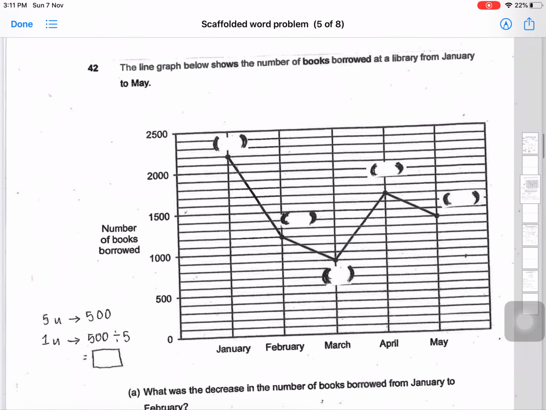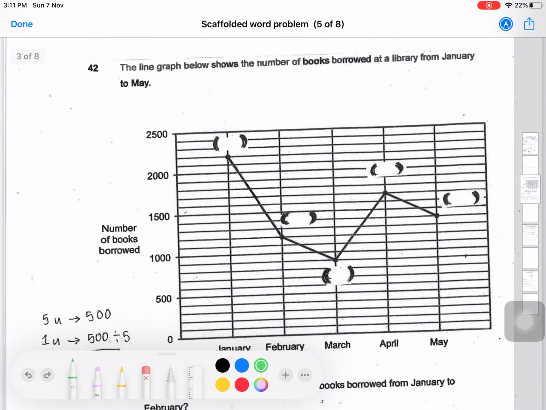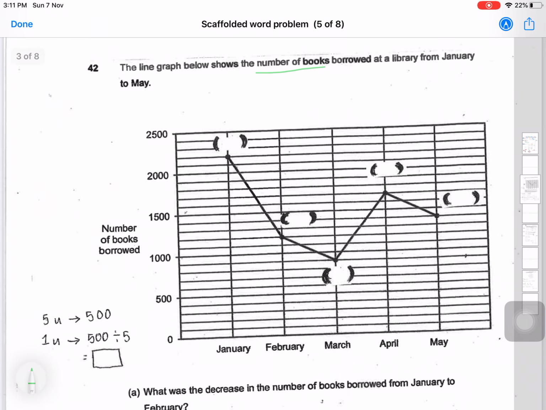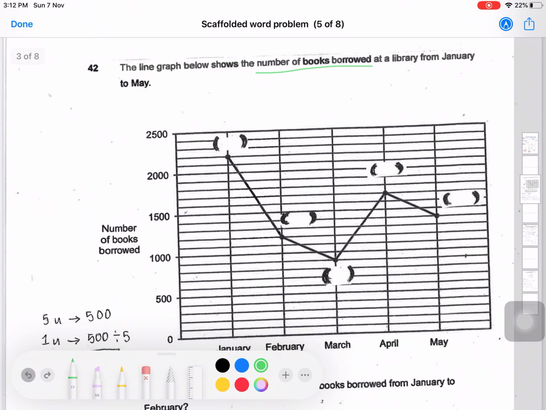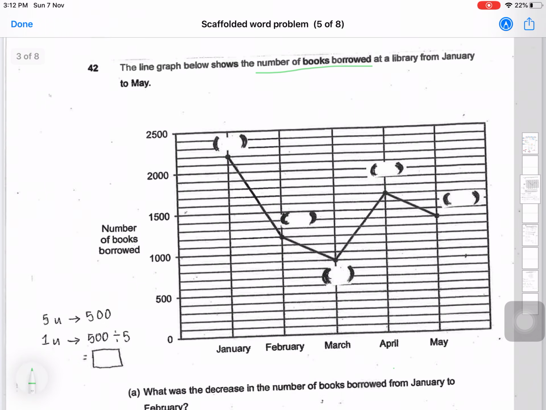Question 42. Using a green pen, first thing when you see a line graph, read the question first. Line graph shows the number of books borrowed at a library from January to May. So we got January, February, March, April, and May. And this graph shows the number of books borrowed.